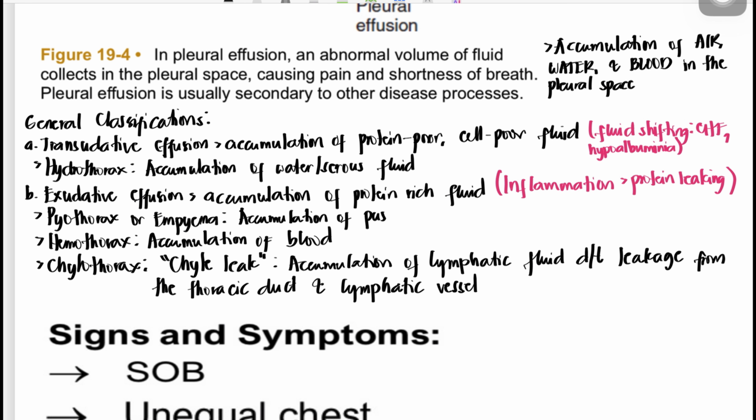For example, of exudative effusion, we have pyothorax or empyema, which is the accumulation of pus. Hemothorax, which is blood, accumulation of blood in the pleural space, and chylothorax, which is also known as chyle leak, which is accumulation of lymphatic fluid due to leakage from the thoracic duct and lymphatic vessel. So ito yung general classification. We have transudative and exudative effusion.